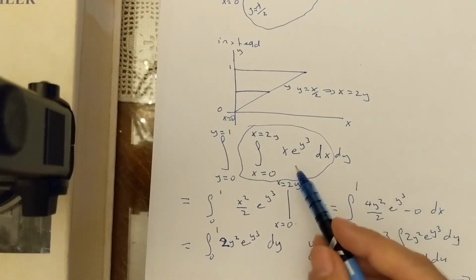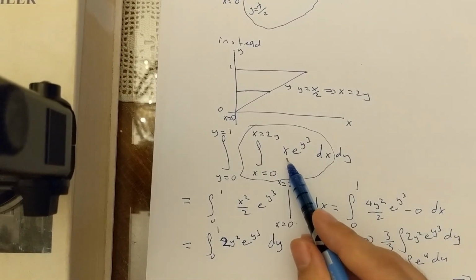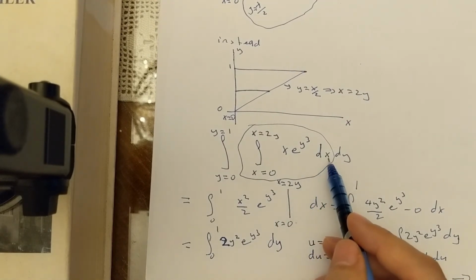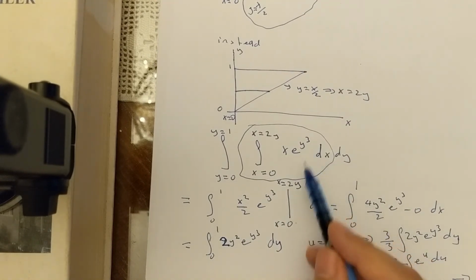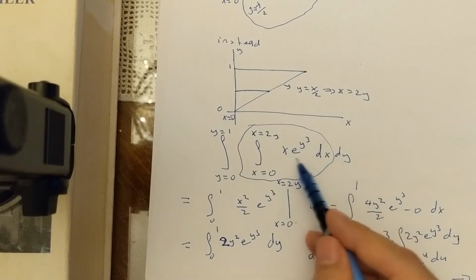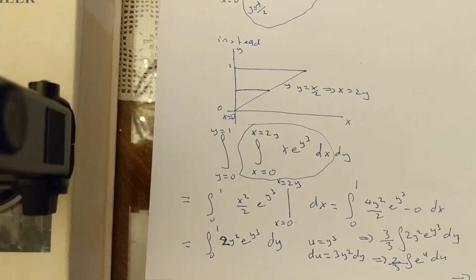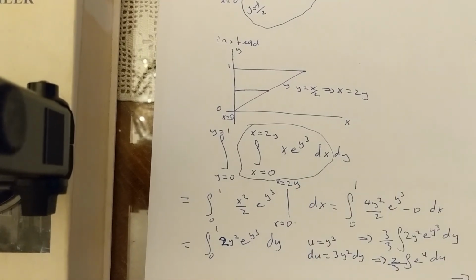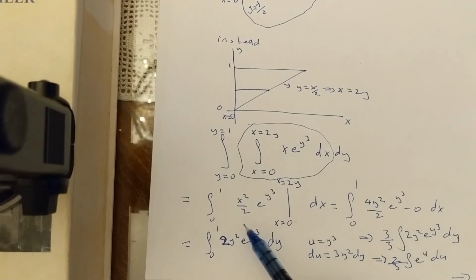Okay, it's still the same thing. I know it's still x e to the y cubed. But this time I am integrating with respect to x, not y. So this whole ugly thing is just a constant. It's just like a number like 5 or something like that. We're just integrating x. Integral of x is x squared over 2, sorry.